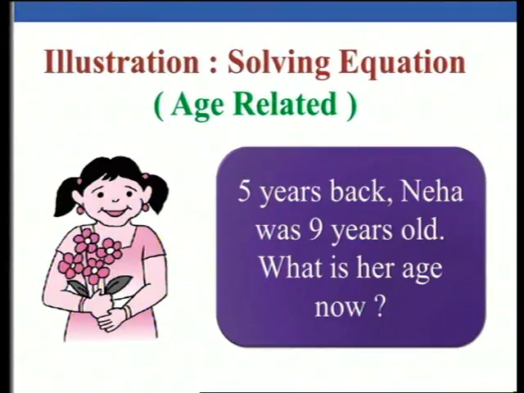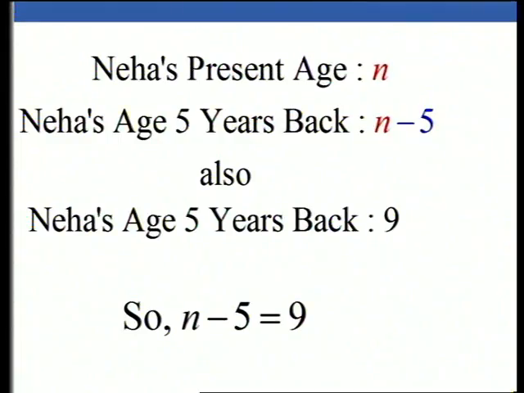Now there is this Neha who says that 5 years back Neha was 9 years old. Now what is her age now? How to find Neha's age, sir? Now Neha's present age we can consider as n, and 5 years back Neha's age was n minus 5. Also it is given that 5 years back she was 9 years old. Now these two things lead us to the equation n minus 5 equals 9.